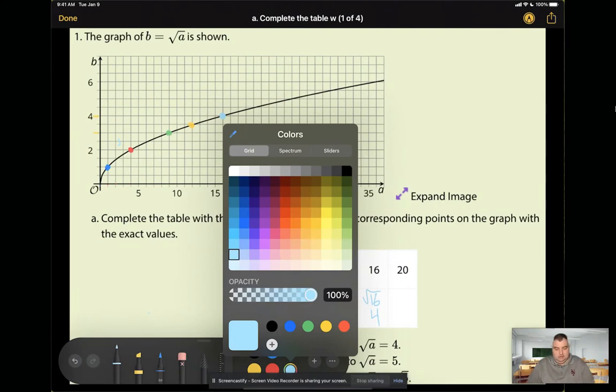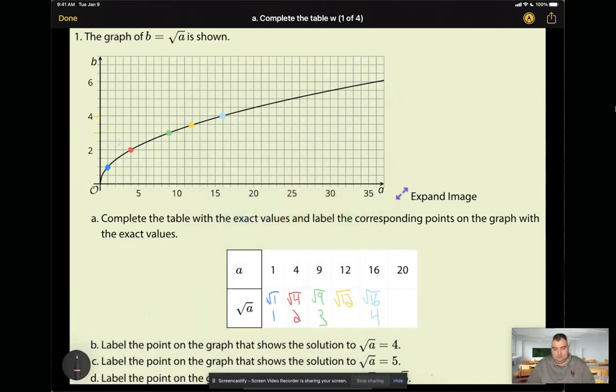And then lastly, 20, so this would be the positive square root of 20. The positive square root of 20 would have to be somewhere between 4 and 5. So 20 is over here. Here's the point on the graph. Is this between 4 and 5? Well, let's see. 4 is here and 5 is here. Is this between 4 and 5? Yes, it is. All right. So complete the table with the exact values and label the corresponding points on the graph with the exact values. We went ahead and did that.